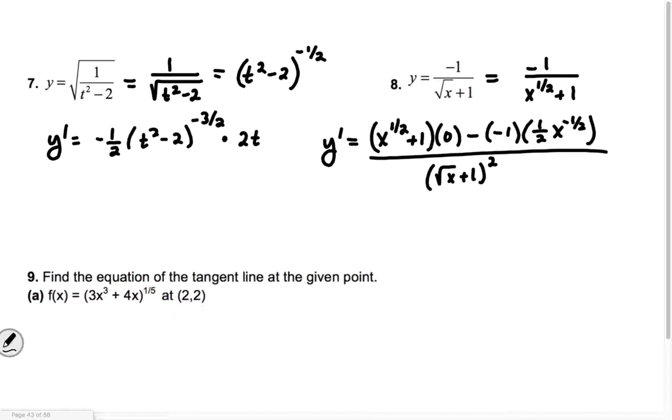And you can simplify it if you want to, but if I'm letting you leave it as the first step, kind of nice. You can just leave it like that. That's fine.